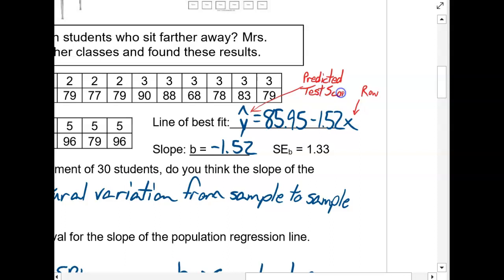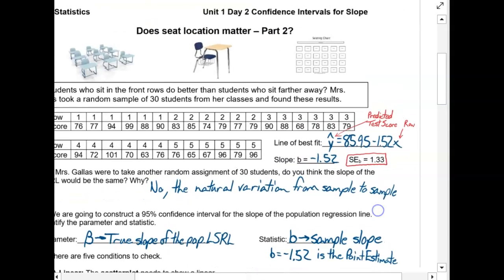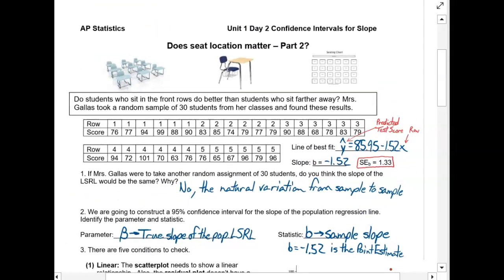Another thing I'll point out here that we would get from computer output is the standard error of the slope of 1.33. And we're going to see how we will use that here in just a minute as we look at confidence intervals. So what we're trying to do here, if you'll notice number one, it says if we were to take another random assignment of 30 students, do you think the slope of the least squares regression line would be the same? And of course, that would be no.